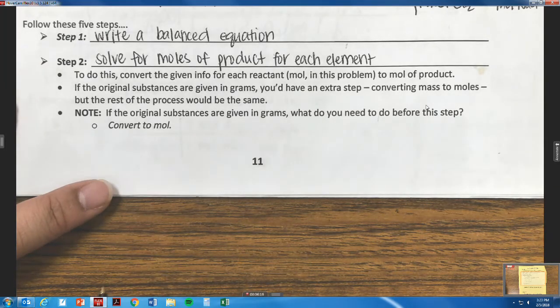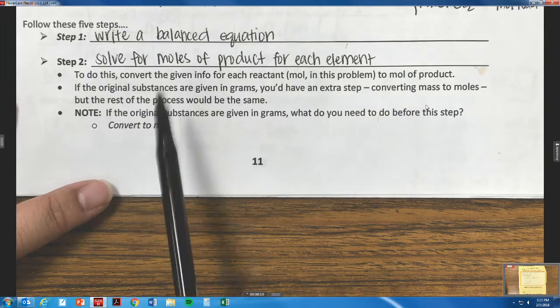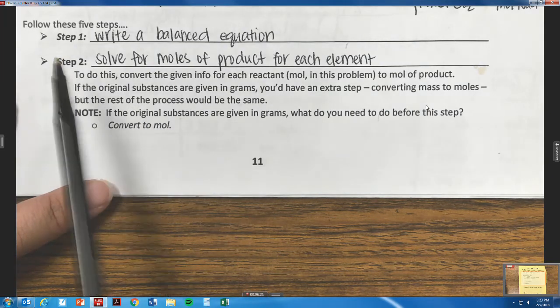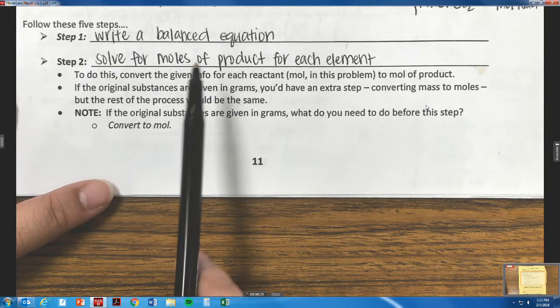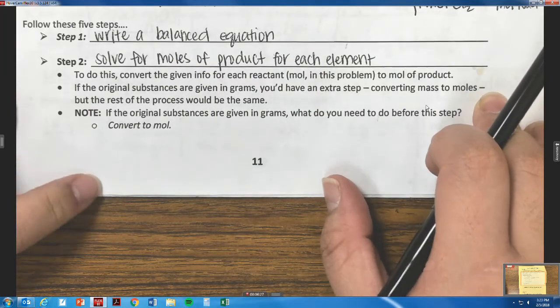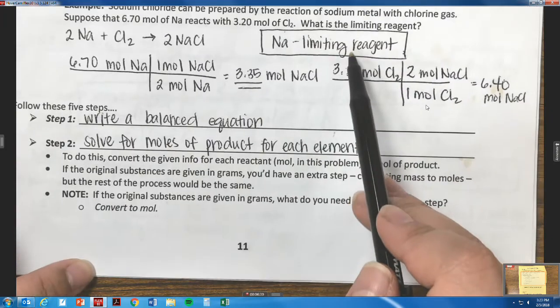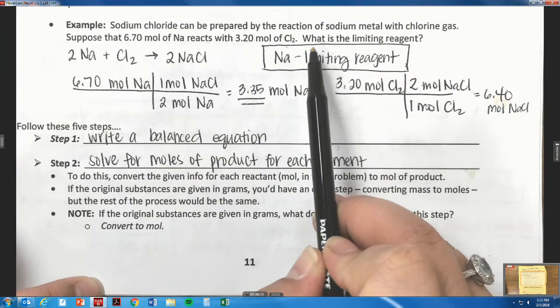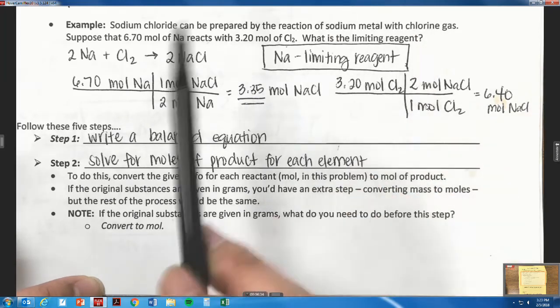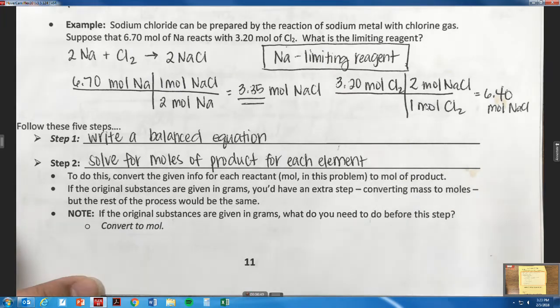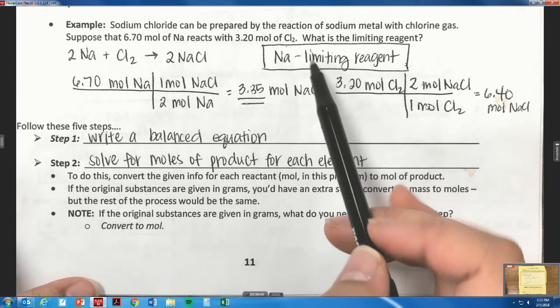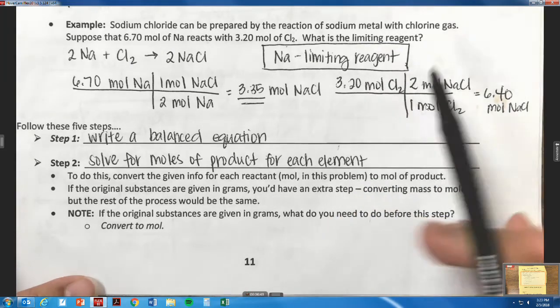You need to convert to moles. An important thing about step number 2, it says solve for moles of your product for each element. That is really important, because if you take a look at our question, it's only asking what is the limiting reagent. It's not asking to convert to grams like we normally do, or convert to liters, or convert to particles. It doesn't specifically tell you what to look for.